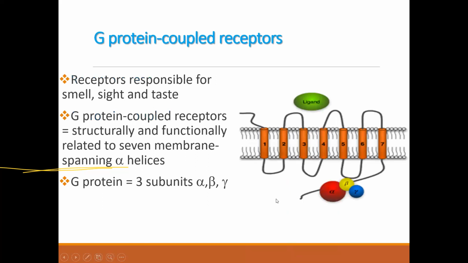Okay. So when we look at the G protein coupled receptor, we can see that this receptor spans the plasma membrane 7 times, or the structure of the receptor passes through the plasma membrane 7 times. Sometimes we call this type of receptor a 7-pass transmembrane receptor. Also, G protein coupled receptors are the receptors of smell, sight, and taste.